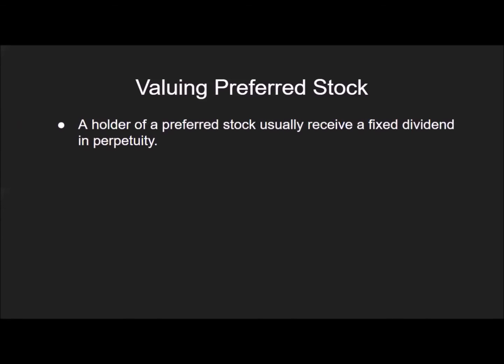We have been looking at the valuation for common stocks in the previous slides. Preferred stock, however, should not be valued the same way. This is due to the fact that a holder of a preferred stock usually receives a fixed dividend. As a stock is non-maturing, it is in perpetuity. Therefore, the formula for preferred stock valuation would look like this.